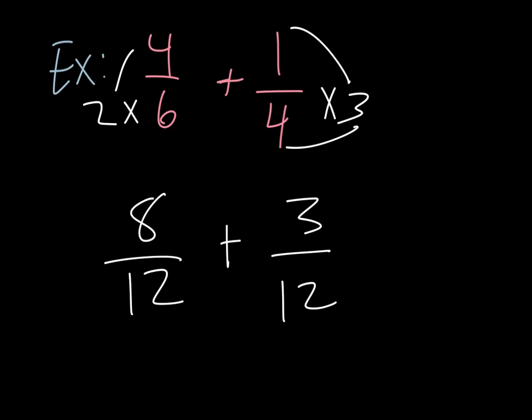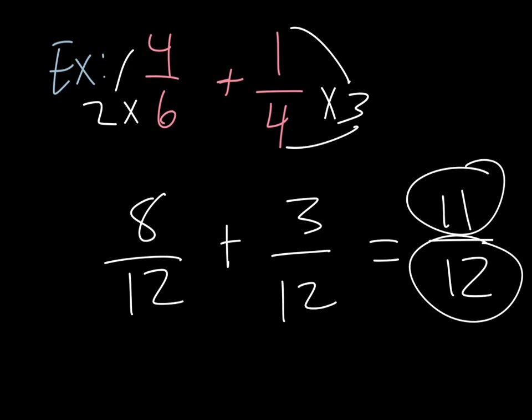Now when I'm adding, I have 8 twelfths plus 3 twelfths, and that gets me 11 twelfths. Last thing I look for is to simplify. Is there anything I can divide evenly out of 11 and 12? Since there is not, my answer is done.